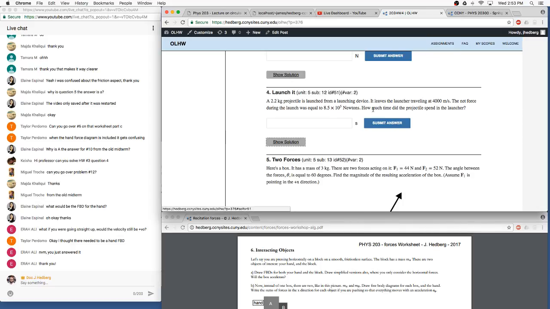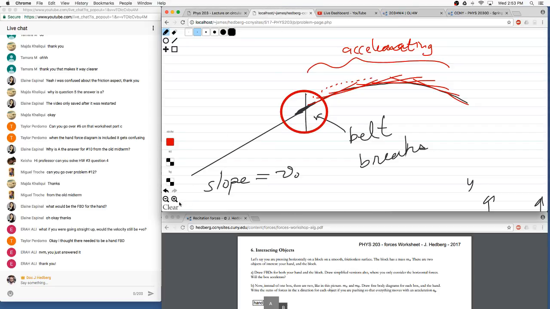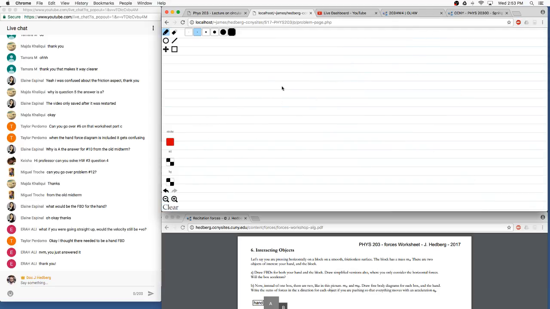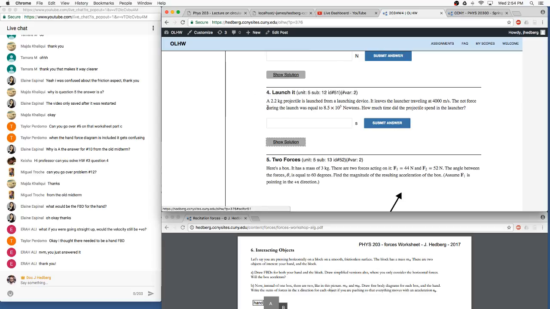Yeah, I guess I can solve it. All this one is looking at is, let me draw a picture. We have some object that's being, let me just read it carefully. A 2 kilogram projectile is launched from a launching device. It leaves the launcher traveling at some speed. The net force during the launch was equal to this. How much time did the projectile spend in the launcher?